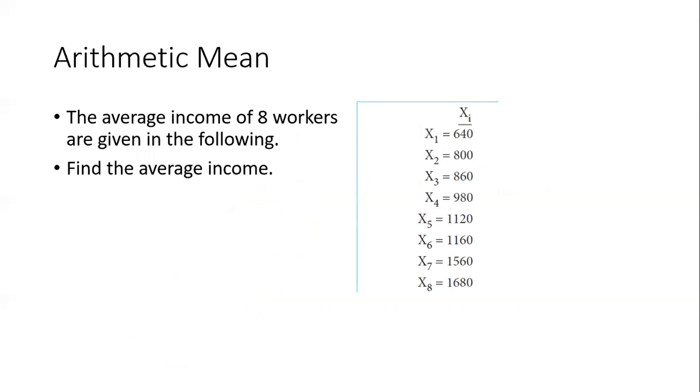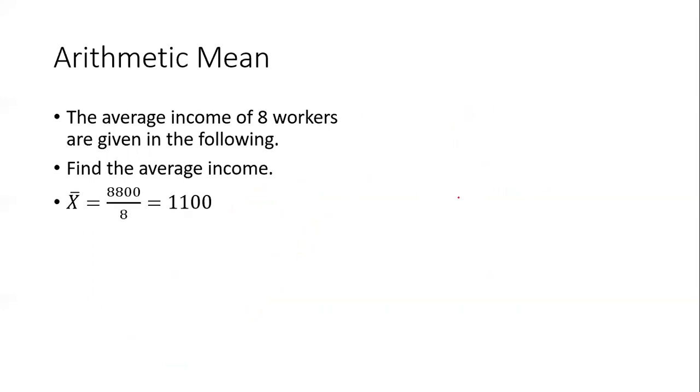Okay. So I have an example here. We have 8 workers, and this is the income of these 8 workers. Let's find the average income of these workers. So what you do is just sum them up and divide it by 8, which is 1,100. Okay.